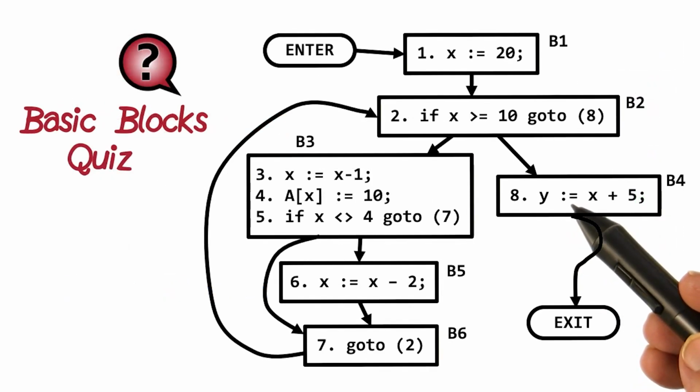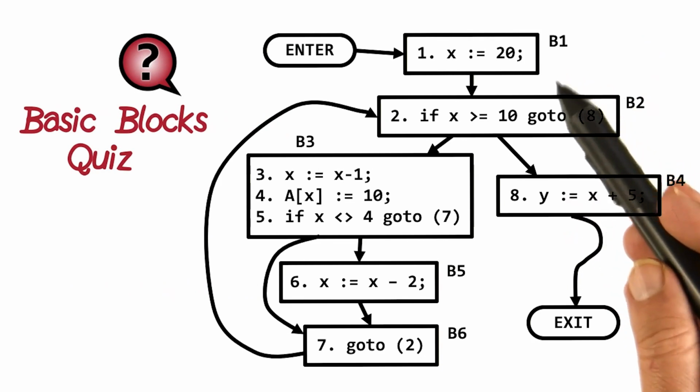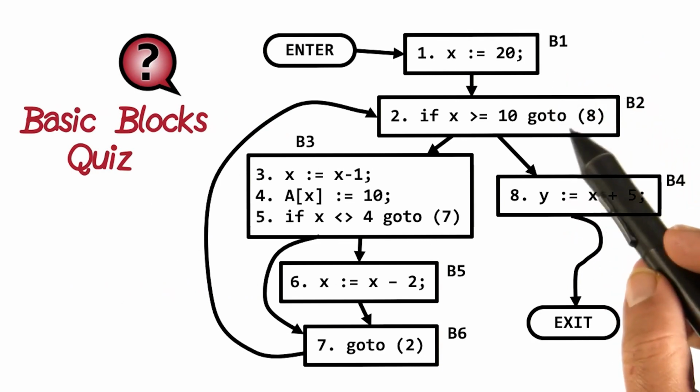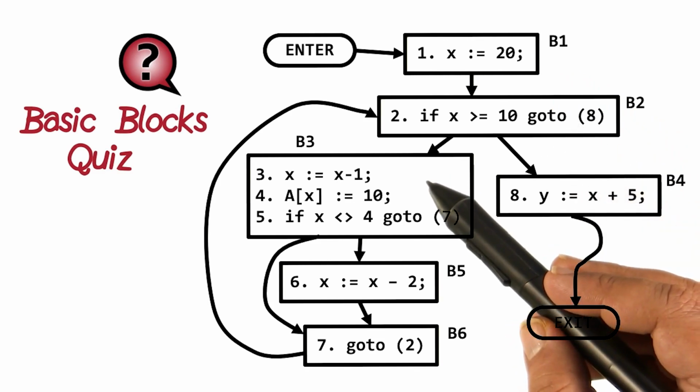And then finally, here is the visual for the basic blocks, the way they look. We start with B1 here, we fall through here to B2. There's a conditional branch there. This is the fall through side of the branch, which goes to B3.